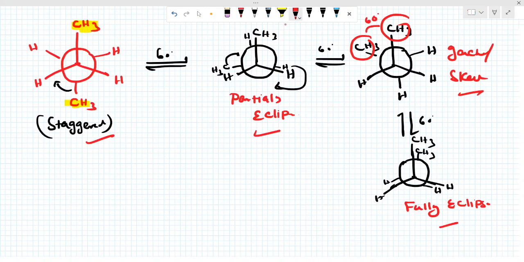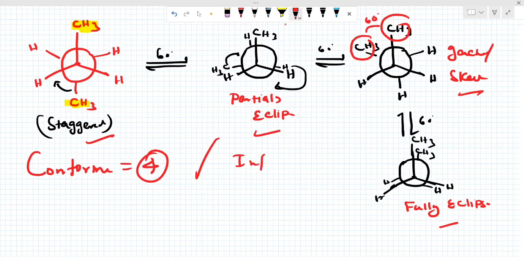In the case of butane: staggered, partial eclipse, gauche form, and full eclipse. Therefore the answer is 4. How many conformers are possible? The answer is 4. But actually, what is the actual answer? Infinite. That is the actual answer. Please, it is very important.